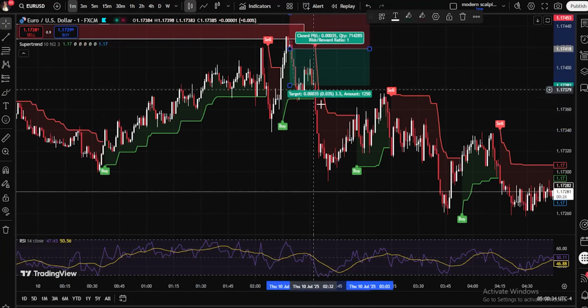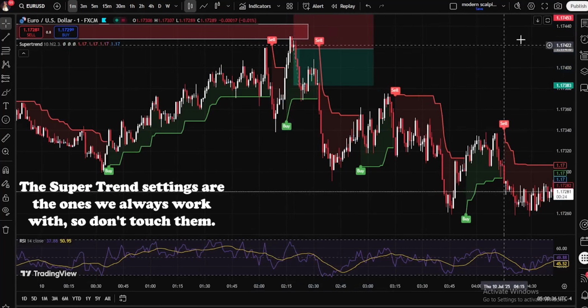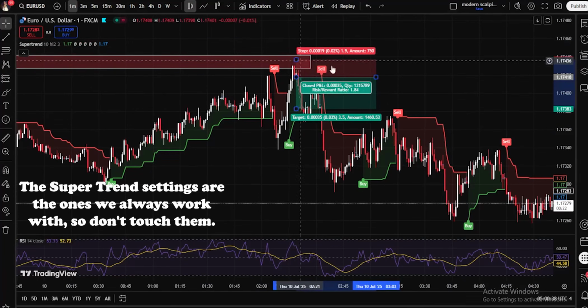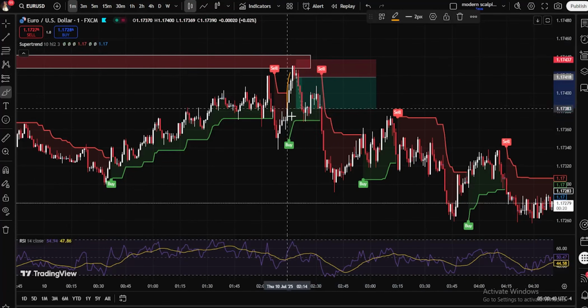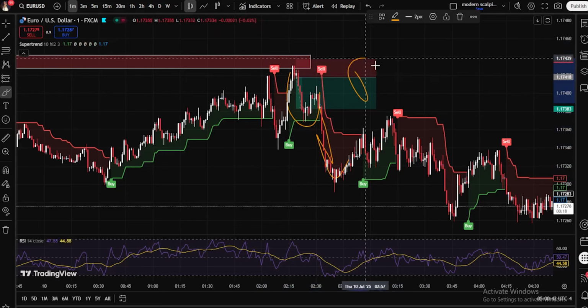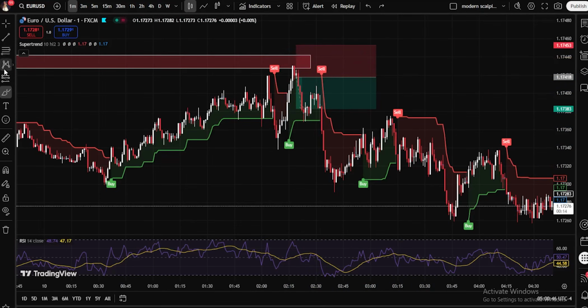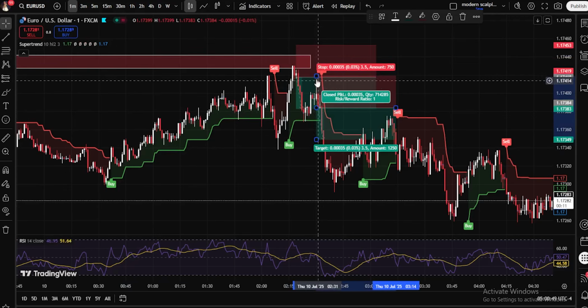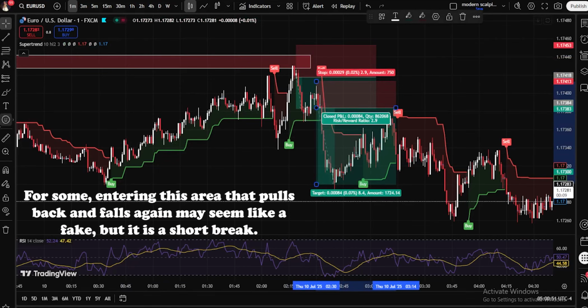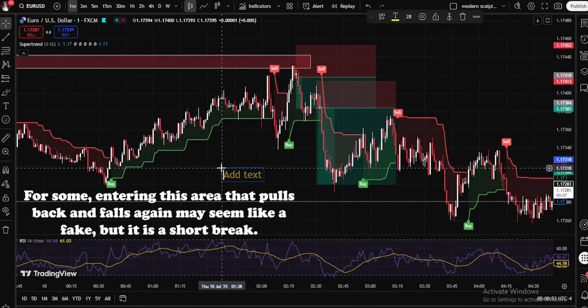Super Trend settings: period equals 10, multiplier equals 3. These settings are very good because they do not signal too early to be noisy, nor too late to lose the position. Of course, some traders also test scalping with periods 7 or 14, which you can experiment with.